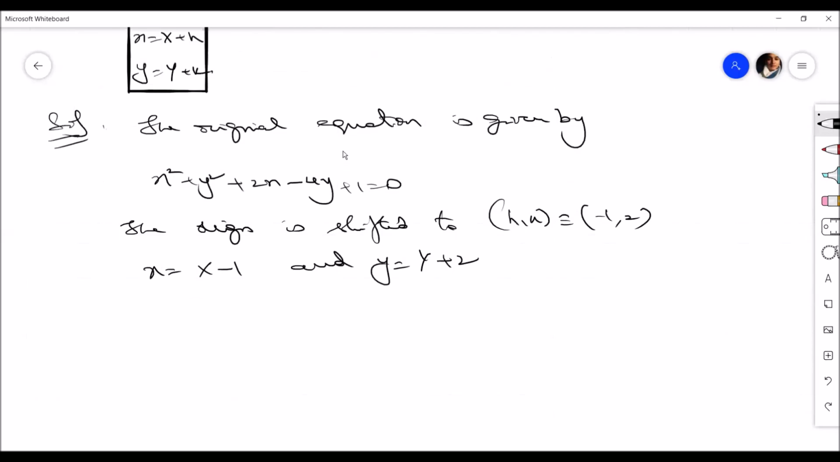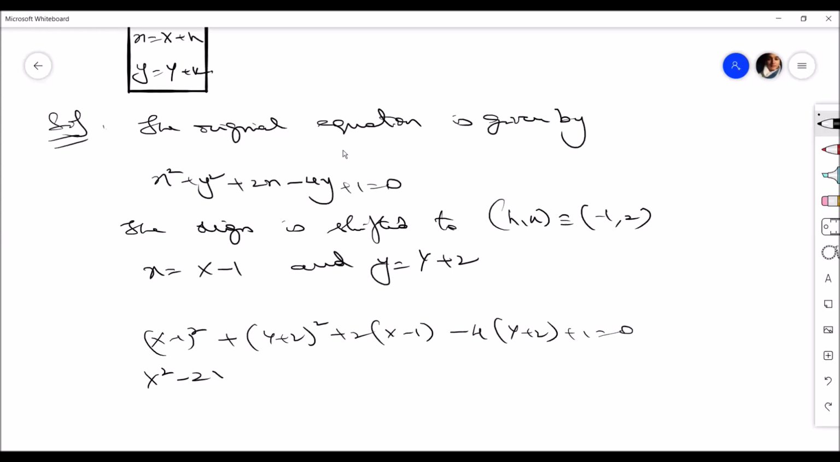Quite a simple problem, right? So small x is nothing but capital X minus 1, whole square, plus capital Y plus 2, whole square, plus 2 into (capital X minus 1) minus 4 into (capital Y plus 2), plus 1 is equal to 0, is what you'll be getting. When you actually expand it: X square minus 2X plus 1, plus Y square plus 4Y plus 4, plus 2X minus 2, minus 4Y minus 8, plus 1 is equal to 0.